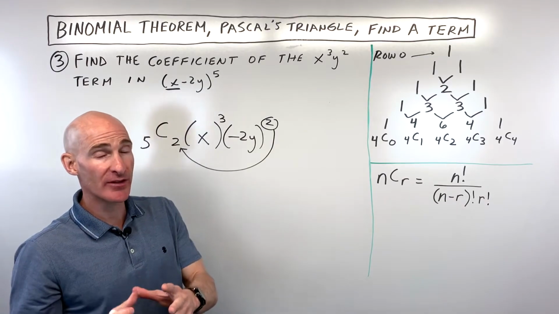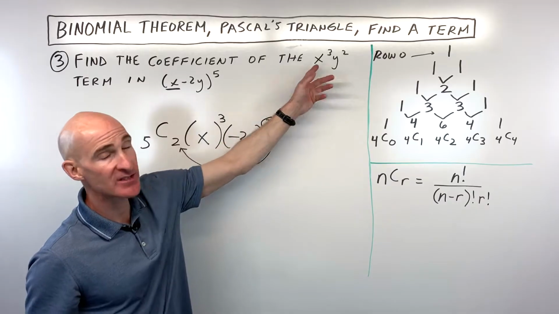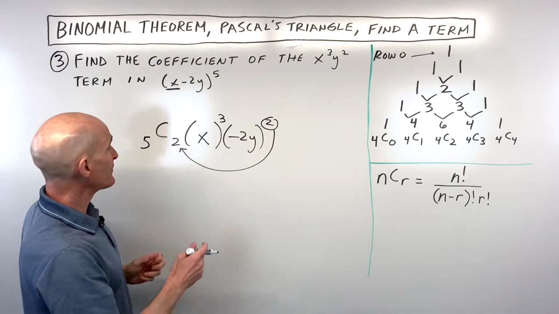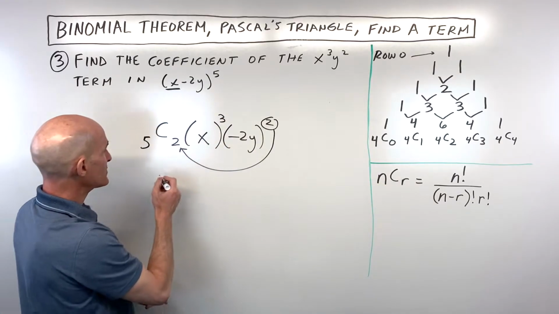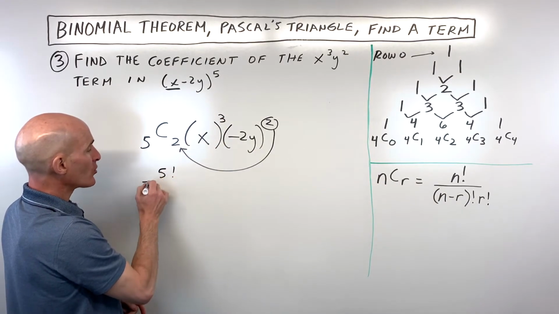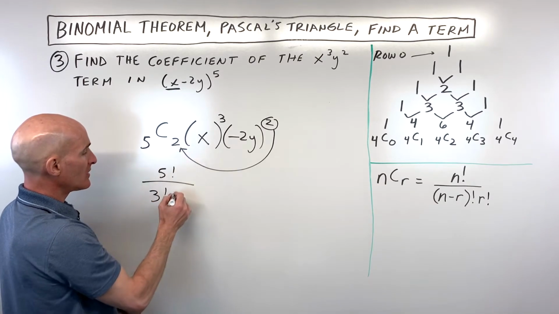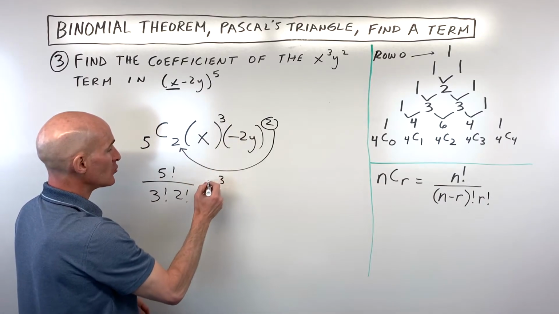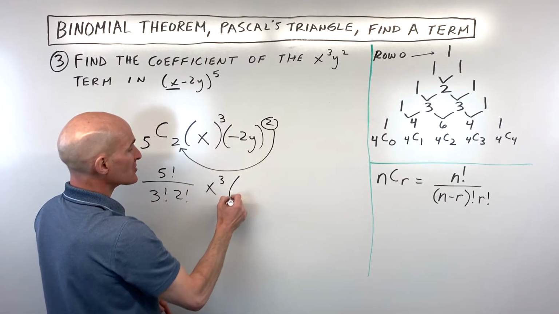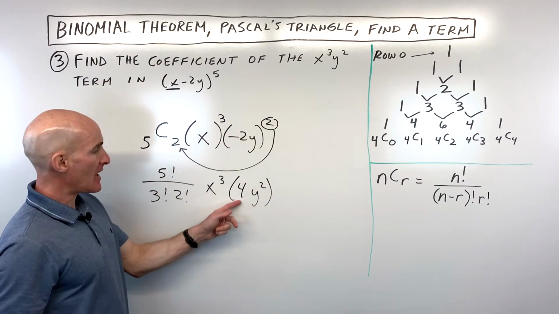So now we've zeroed in on the term, but we want to find just the coefficient, the number that comes in front of this x cubed y squared. So let's simplify a little bit more. 5C2, using our combination formula, is going to be 5 factorial over (5 minus 2) factorial, 3 factorial, times 2 factorial. This is going to come out to x cubed, and negative 2 squared is going to come out to 4y squared. A negative times a negative is a positive 4.